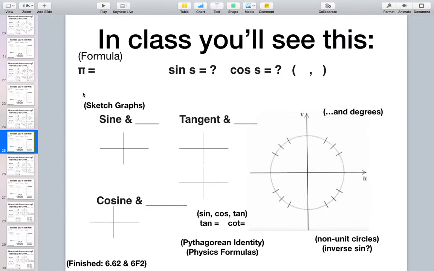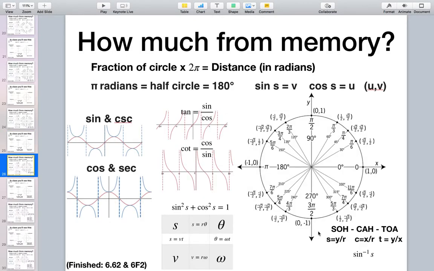All right, now that you're finished assignment 6F2, this is what you'll see in class. Very similar. The only new thing is that you have to remember what the inverse of sine is, or inverse of cosine, or inverse of tangent, or inverse of all of those things. And what is it? It looks like this: sine to the -1. That means inverse of sine. That means you can put a ratio here and then hit enter on your calculator, and it will give you a degree measure or a radian measure.